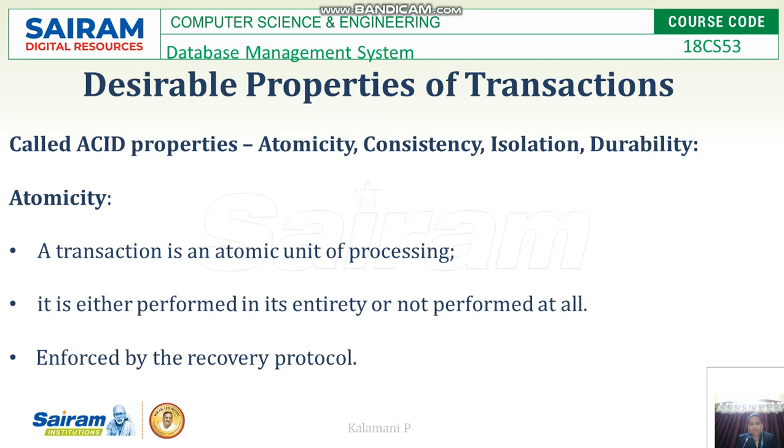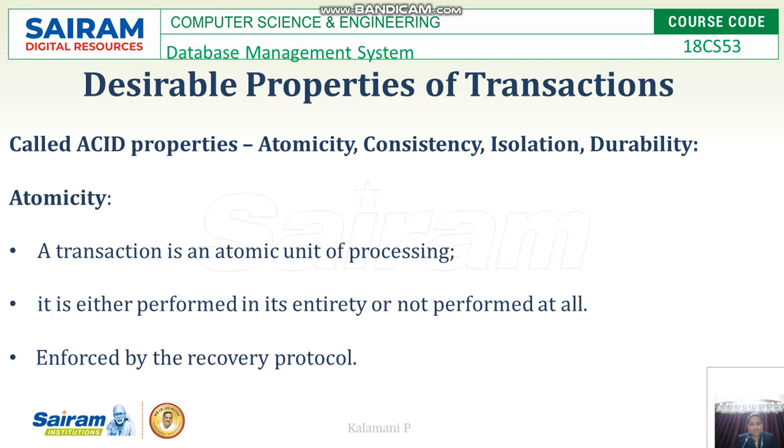The desirable properties of transactions are called ACID properties. That is, A indicates atomicity, C for consistency, I for isolation, D for durability. Each and every transaction has to satisfy these properties.